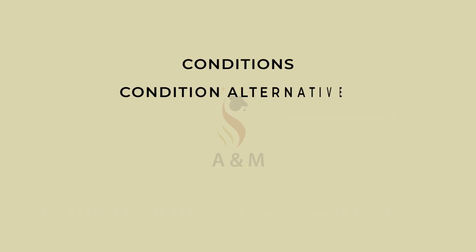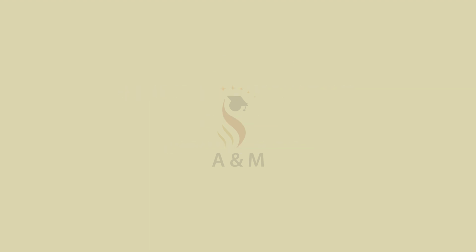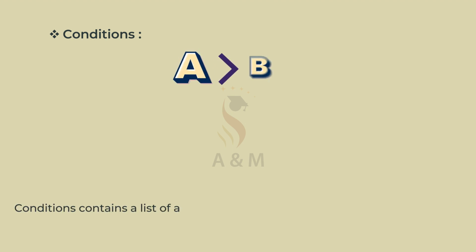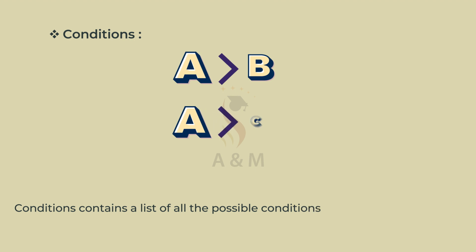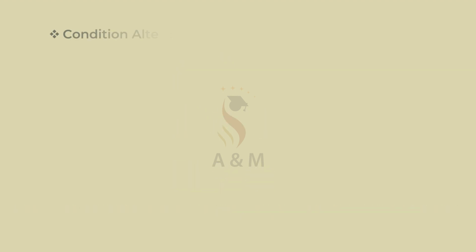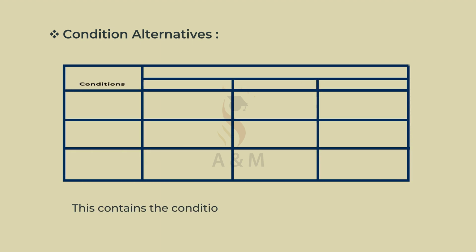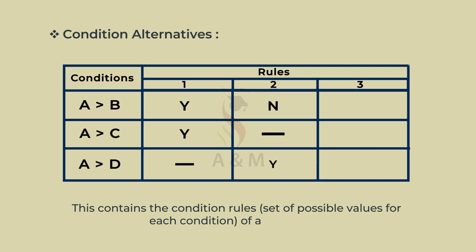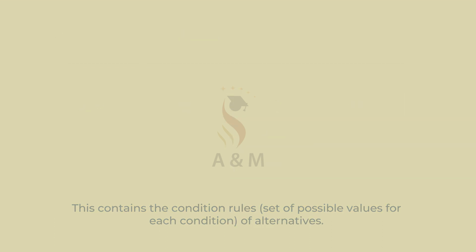They are conditions, condition alternatives, actions and action entries. Conditions. Conditions contains a list of all the possible conditions pertaining to a problem. Condition alternatives. This contains the condition rules, that is, set of possible values for each condition of alternatives.